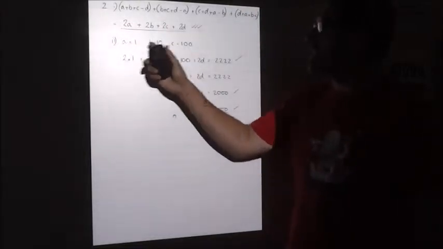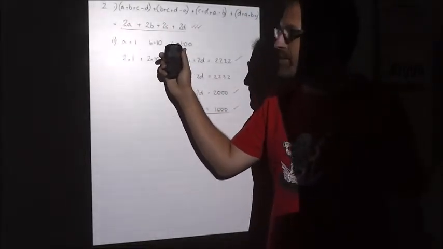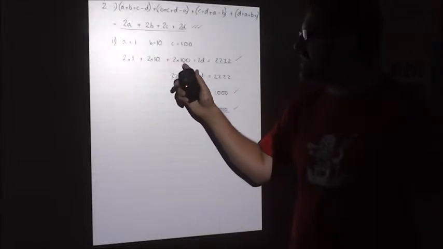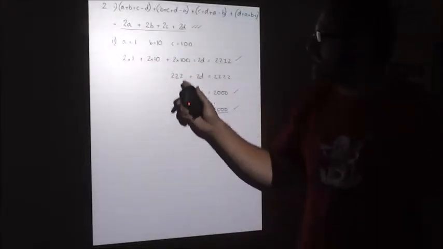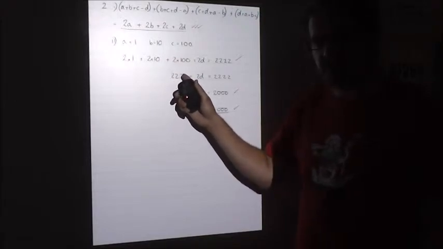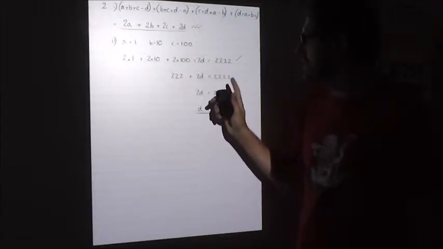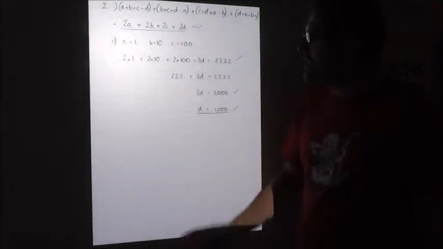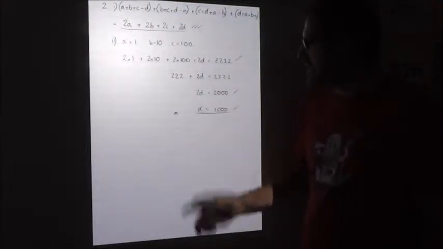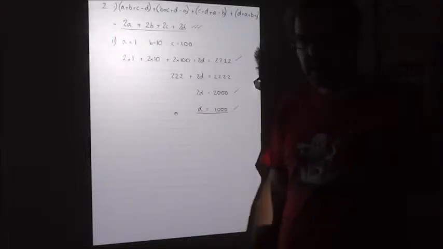In the second part, write out what each letter is worth. Substitute in, make sure you show full working out for this stage. Then when you collect the values here, you get 222 plus 2d is 2222. Subtract 222 from both sides, you get 2d is 2000, so d equals 1000.